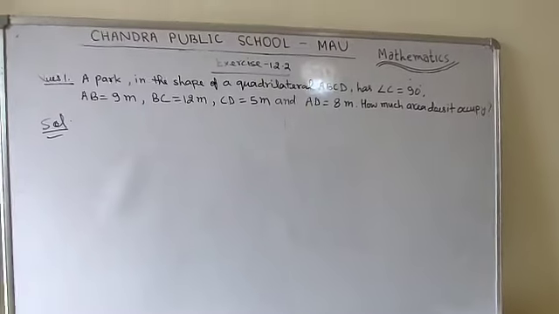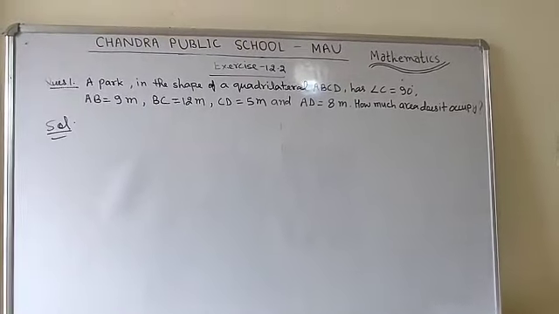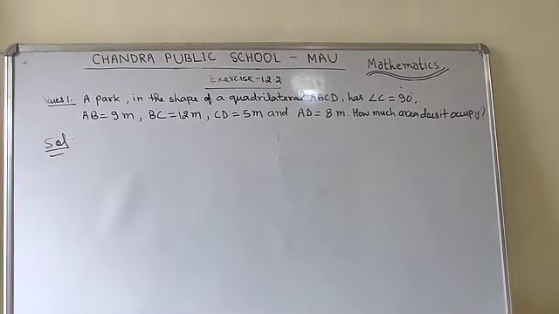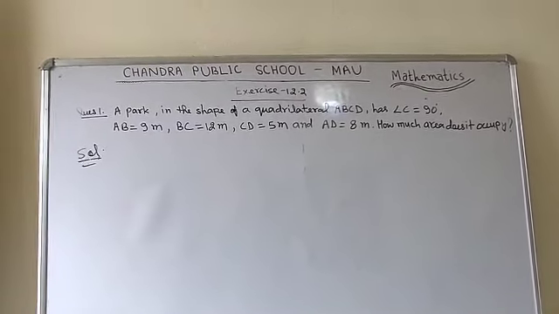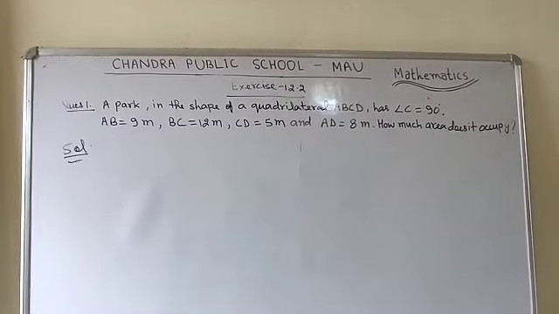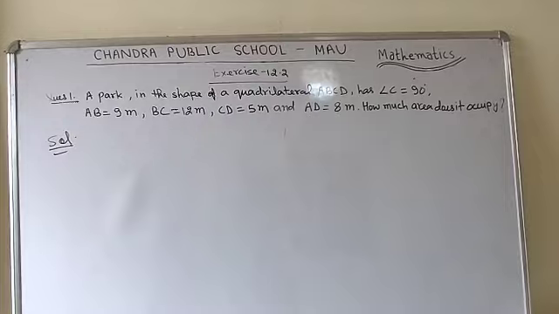Now students, I am going to start the exercise 12.2. Here it is given that a park is in the shape of quadrilateral ABCD, has angle C equal to 90 degrees, AB equal to 9 meter, BC equal to 12 meter, CD equal to 5 meter and AD equal to 8 meter. How much area does it occupy?